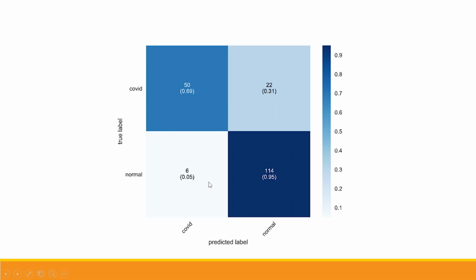Let's talk about this. Actual observation, the person is normal, but according to the model, the person has COVID. Let's talk about this one. The person has COVID and the prediction done according to the model is that the person is normal. So 22 plus 6, 28 are misclassified cases. This is not desirable. This is known as leakage in the model.